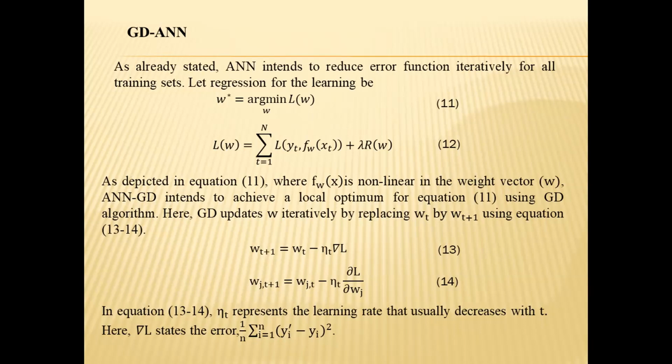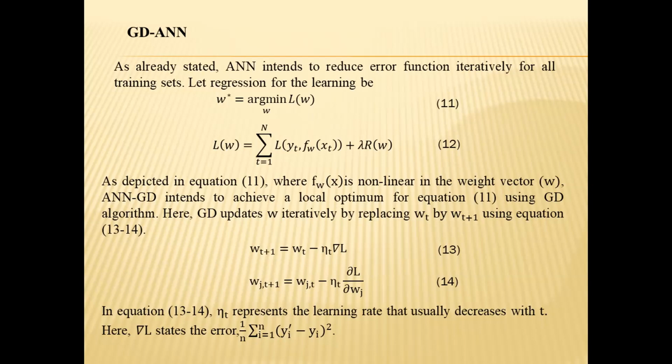In the given equation number 12, f(w,x) is non-linear in the weight vector W. Lambda is the regularization factor and R is the cost function. For equation 11, ANN-GD intends to find the local minimum using the gradient descent algorithm. Using equations 13 and 14, gradient descent updates the weight iteratively by replacing W by W(t+1). Here eta t is the learning rate, which usually decreases with t. Delta L states the error.